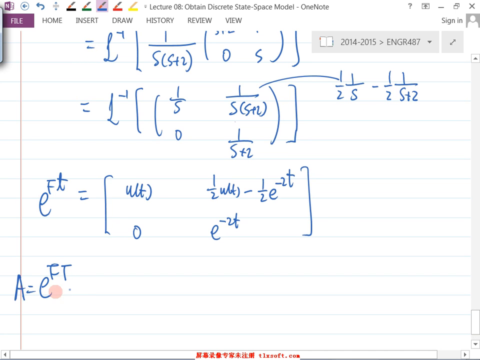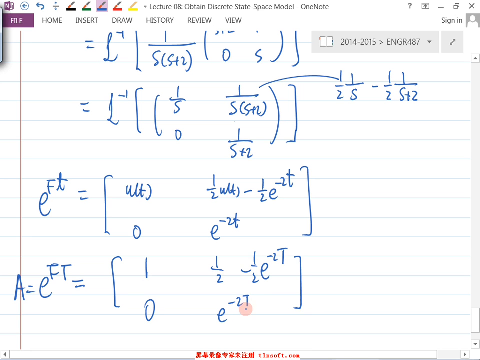We get the A matrix. So u of t, essentially it's like you're sampling it. U of t, it doesn't matter where you sample, it's always 1, right? And here it's always 1/2. And then you replace that with capital T. There we go. That's your A matrix, and capital T is 1 in this particular case.